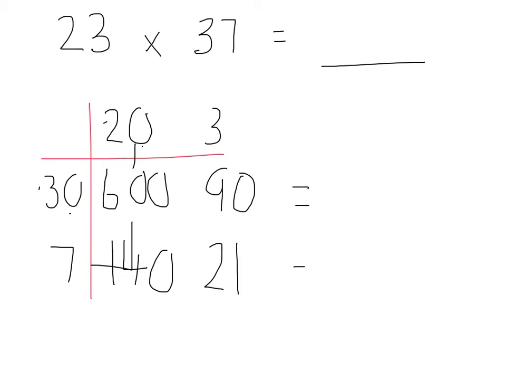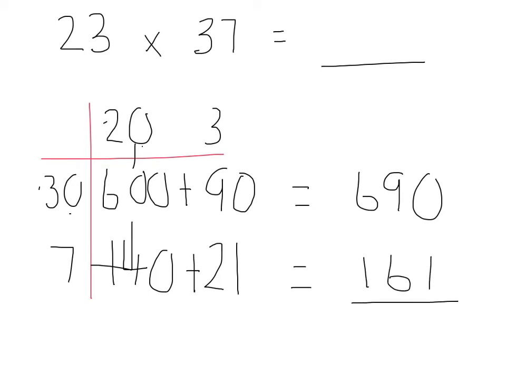Now what we have to do is to add the equations together. So 600 plus 90 is 690. 140 plus 21 is 161. And then we use standard written form to add them together. So 0 plus 1 for our ones is 1. 9 plus 6 is 15 in our tens, so we hold the 5 there. Bring the 10 lot of 10 over. 1 plus 6 is 7, plus 1 is 8, and our answer is 851. So that's how we do cross products.